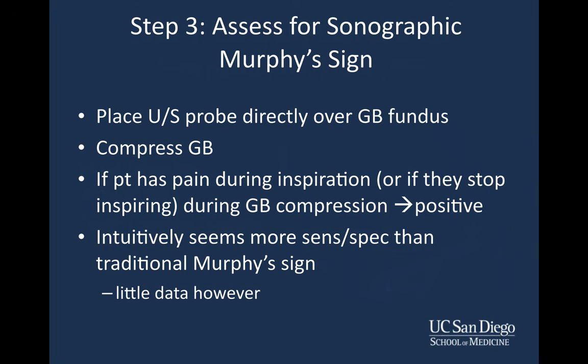Another sign that we often look for, and you may have heard referenced in the past, is something called the sonographic Murphy sign. Essentially, I like to think of a sonographic Murphy sign as an ultrasound correlate to the Murphy sign that you would do when you're doing your initial physical exam and palpating the right upper quadrant. However, as opposed to just blindly palpating in the right upper quadrant, the sonographic Murphy sign involves placing the ultrasound probe directly over the fundus of the gallbladder and then applying pressure. And if the patient has pain during inspiration, or if they stop inspiring at that point during your gallbladder compression, that is a positive sonographic Murphy sign.